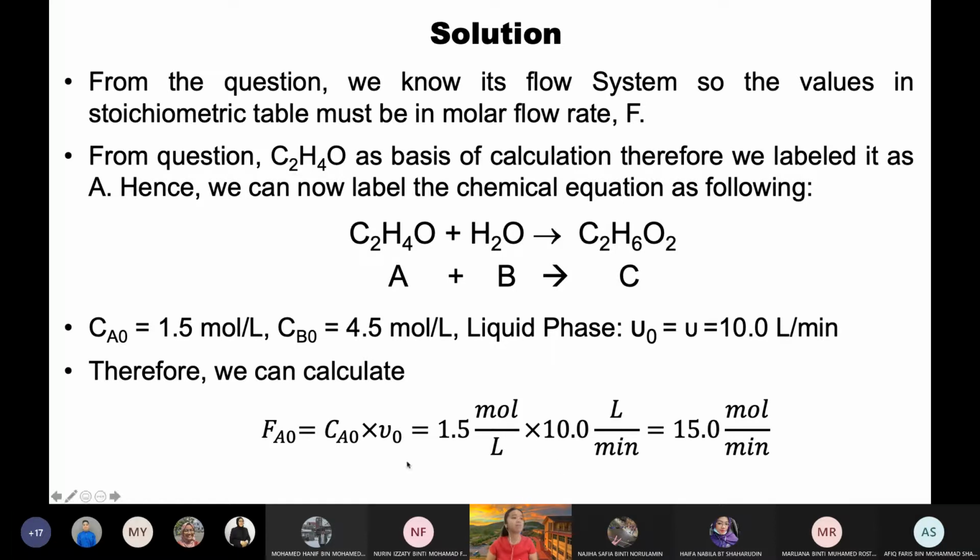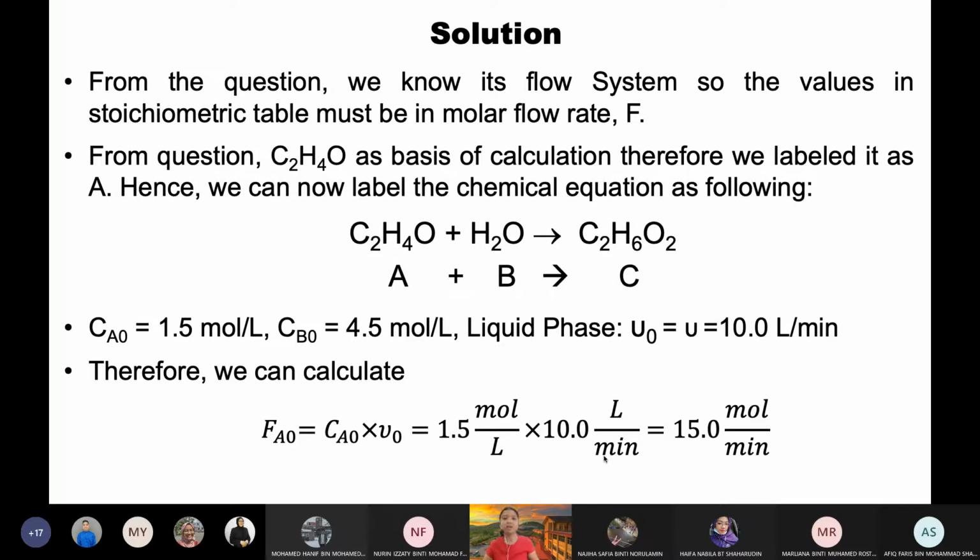Okay, in this case, you can see I can cancel my liter. I'm left with mole per minute. So betul lah sebab saya nak molar flow rate. So mole per time. So I get 15 mole per minute. Dah dapat FA0. Dah betul.